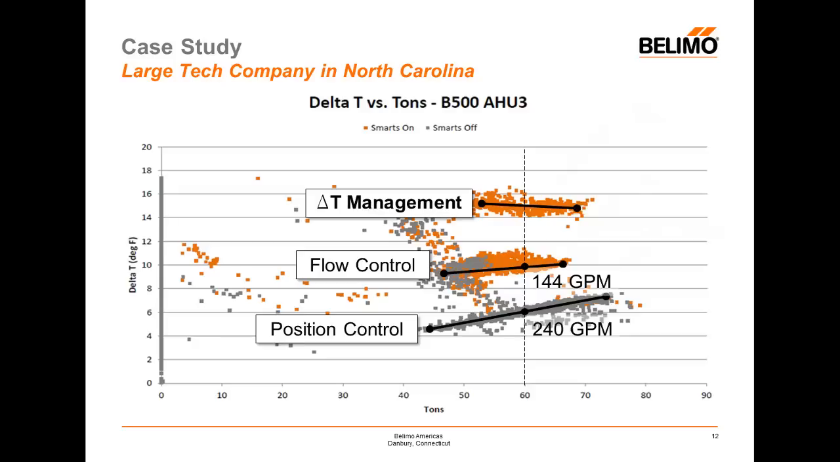And with Delta T Manager engaged, the same 60 tons only requires 96 gallons a minute. So the difference between a standard control valve in this application and a valve with Delta T management, the flow rate was reduced from 240 gallons a minute down to 96. That's 40% of the original flow rate to achieve the same amount of load in the space.